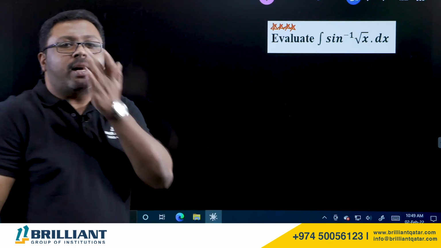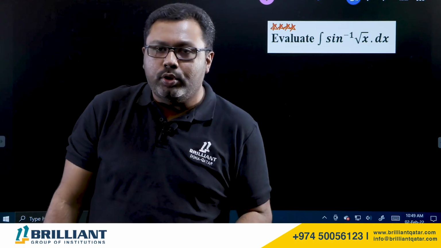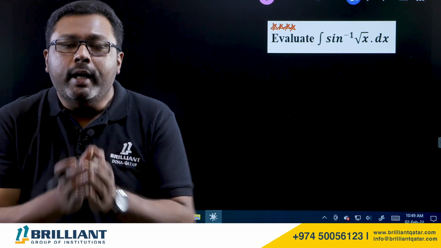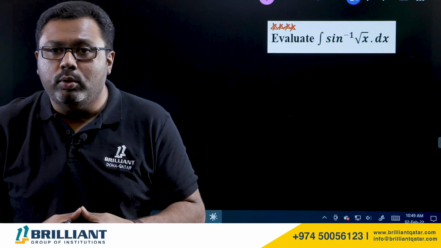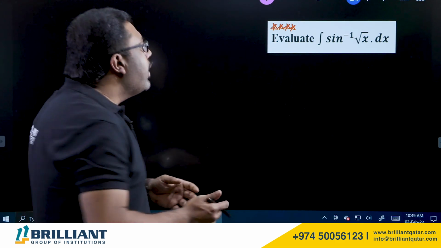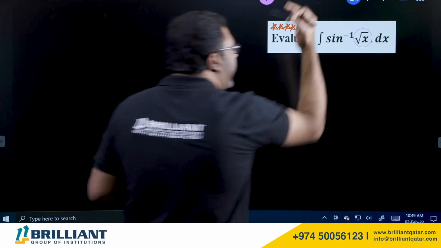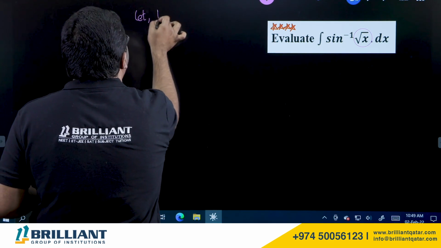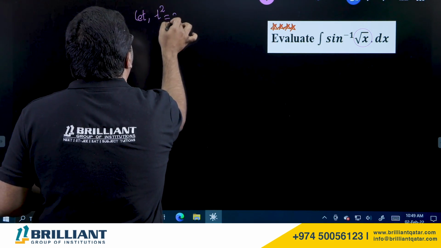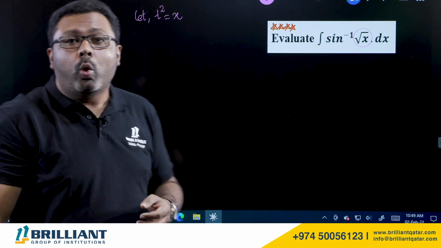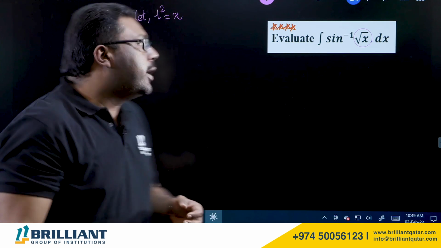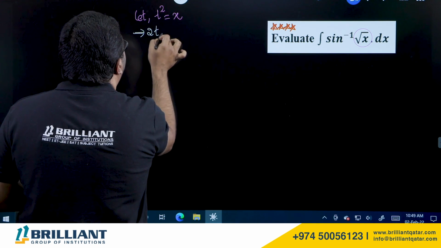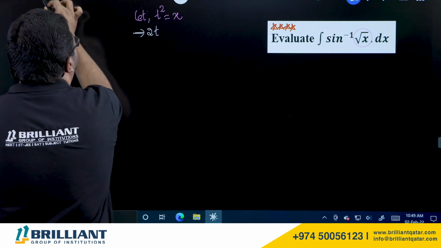See, whenever this is something that I'm supposed to teach you during method of substitution, whenever my students see a square root form, that's always calling for method of substitution. You always call it for method of substitution. That is, whenever you have a square root form, you have to put whatever is inside the square root as t squared. Let t squared is equal to x. That implies 2t, the derivative 2t into dt.